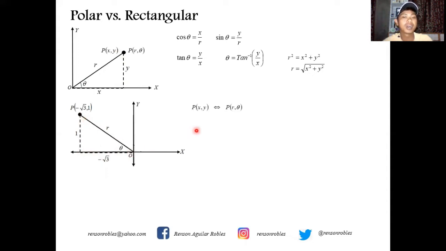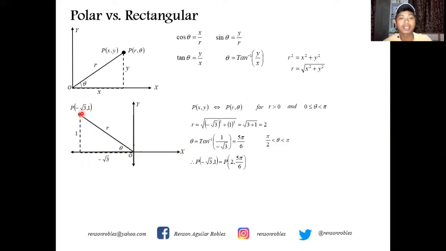We first find r. r is equal to the square root of the quantity negative square root of 3 squared plus 1 squared, and that is equal to 2. And then the angle theta is given by arc tangent of 1 over negative square root of 3. Since theta is located between pi over 2 and pi, theta is greater than pi over 2 but less than pi, and theta is equal to 5 pi over 6. Which means this point P, negative square root of 3, 1, is represented by 2, 5 pi over 6 in polar coordinates.